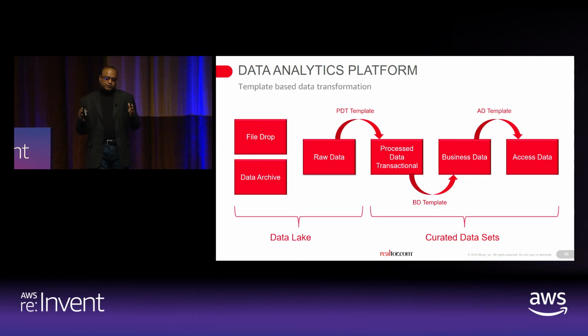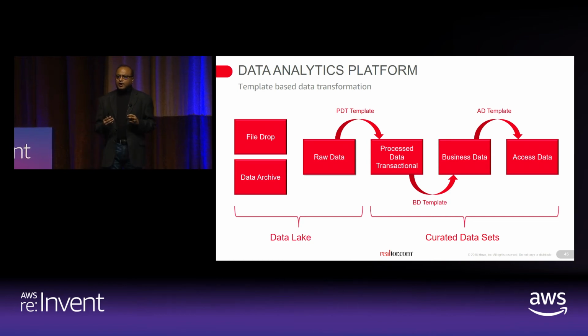What we have done is we have carved out parts of our S3 buckets which serve as file drop, the way the file came in. We also have the archive region where we archive the files. Then we have the area from which we start our processing, and that's our raw data layer. From raw, we take it through different levels of curation.